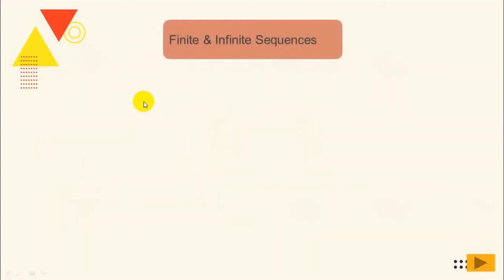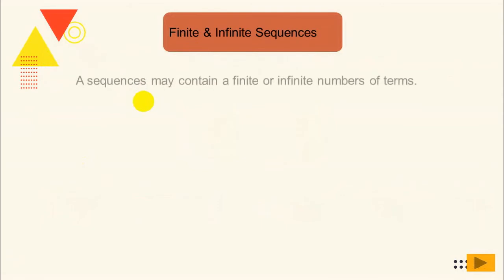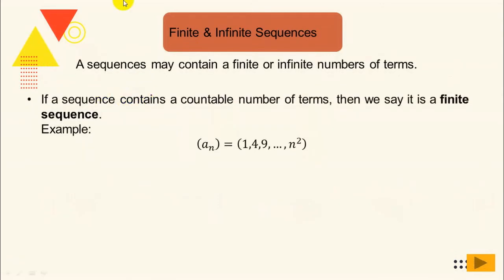What are finite and infinite sequences? A sequence might contain a finite or an infinite number of terms, right? So from here, if a sequence contains a countable number of terms, then we say it is a finite sequence. From the previous example, we have 1, 4, 9, and so on until n square. So we know 1 until n square is limited, right? So we call this a finite sequence.